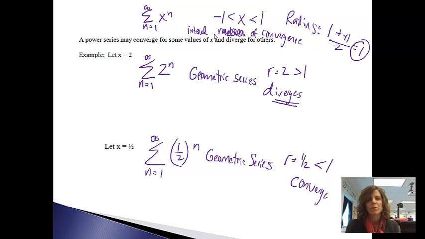So those are the two things that we'll be doing with power series. We'll find the interval of convergence, for which x values the series will converge, and then we'll be finding the radius. So hopefully now you're somewhat familiar with power series.